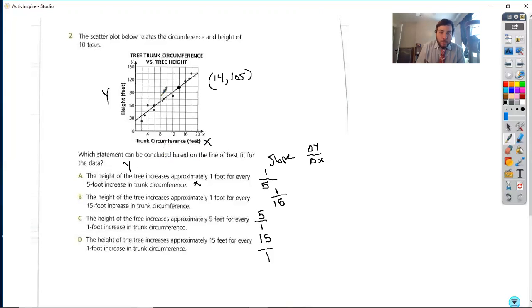And then if I want to pick another point that's on the line, let's go with this one here, which is pretty close to being on the line. That's at 6, and if we go up, 60. So what we want to do is find the slope using these 2 points and see which one it's closest to. Remember, our slope formula is m equals y2 minus y1 over x2 minus x1.